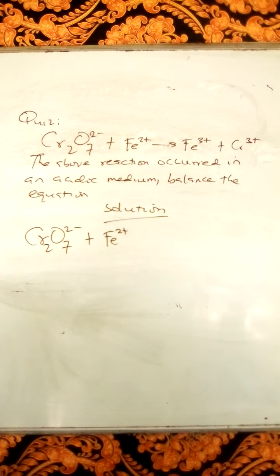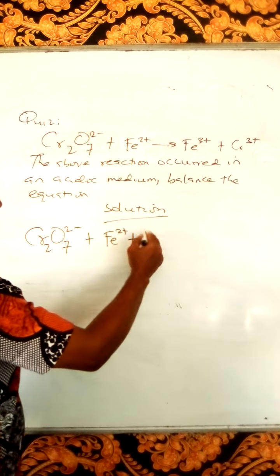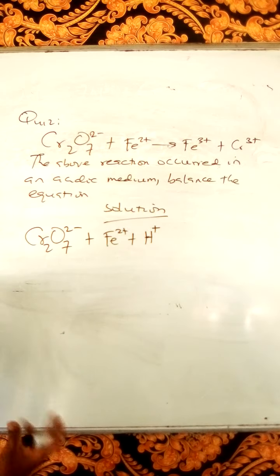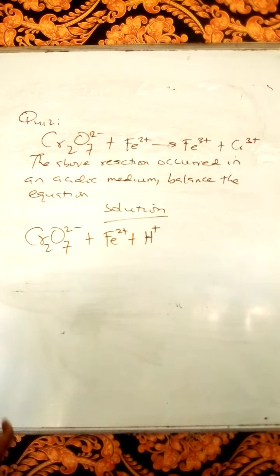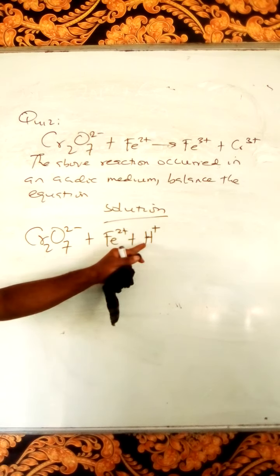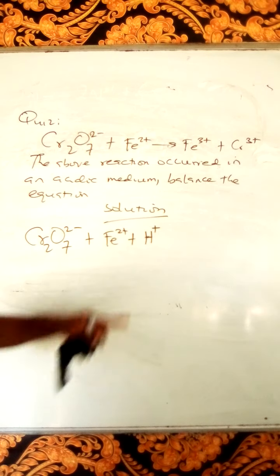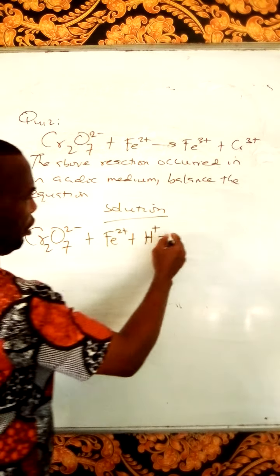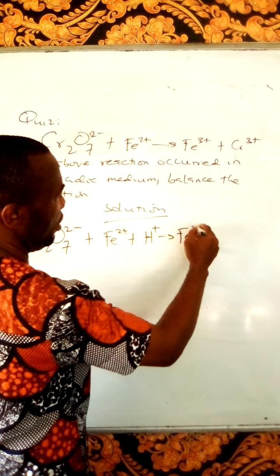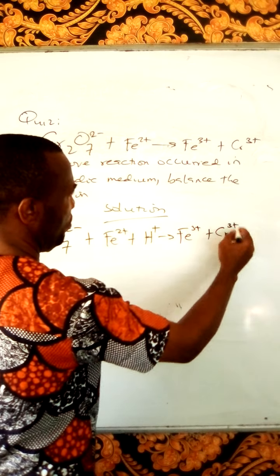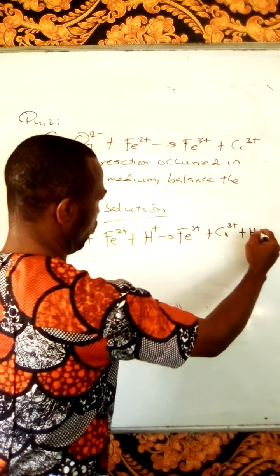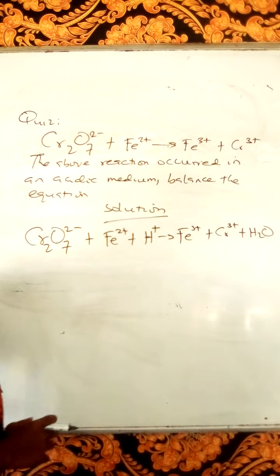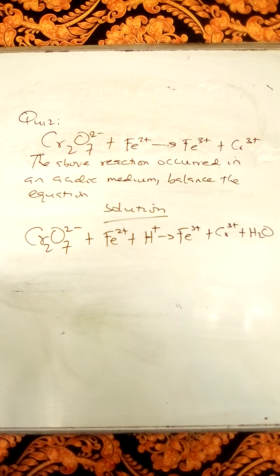The presence of acid is indicated by writing hydrogen ion. According to Ionic's theory, an acid ionizes to produce hydrogen ion in aqueous solution. So we're going to bring this one to represent the acid, giving us Fe3+, chromium 3, and water, because the hydrogen ion now will take oxygen and form water. So we now have the complete version of the equation.